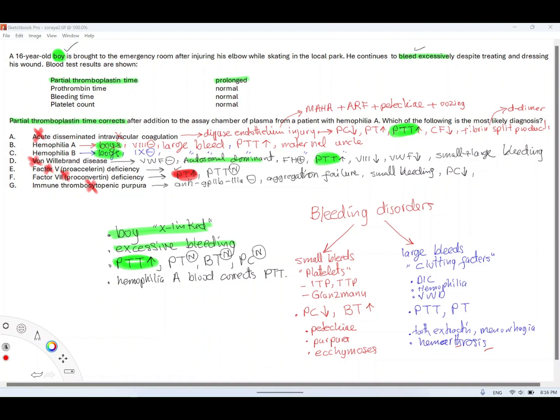And the main thing that differentiates everything is that hemophilia A blood corrects PTT. A patient with hemophilia A is deficient in factor 8. So if you give hemophilia A patient's blood to this person and his bleeding stops, that means this person is not hemophilia A, because hemophilia A would not have factor 8. So that means this should be hemophilia B, because hemophilia A corrects it. Okay, so that's our answer.